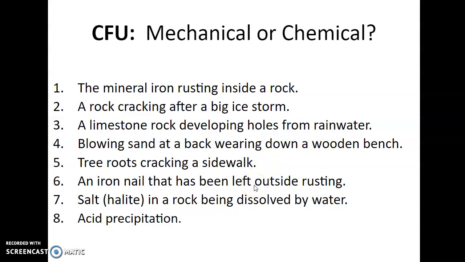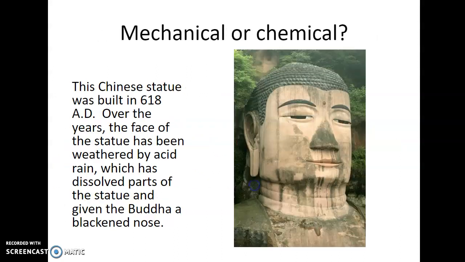So now that we've done our check for understanding, we're going to go through a few more examples categorizing mechanical or chemical weathering. This Chinese statue was built in 618 AD. Over the years, the face of the statue has been weathered by acid rain, which has dissolved parts of the statue and given the Buddha a blackened nose. Mechanical or chemical? This is chemical weathering. Great job.